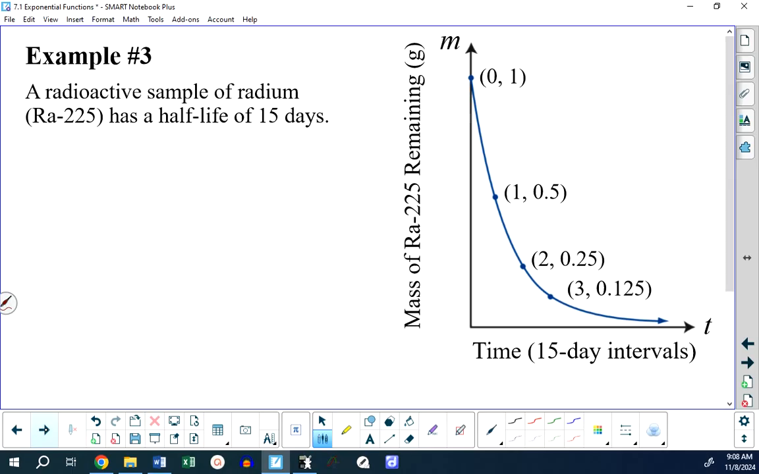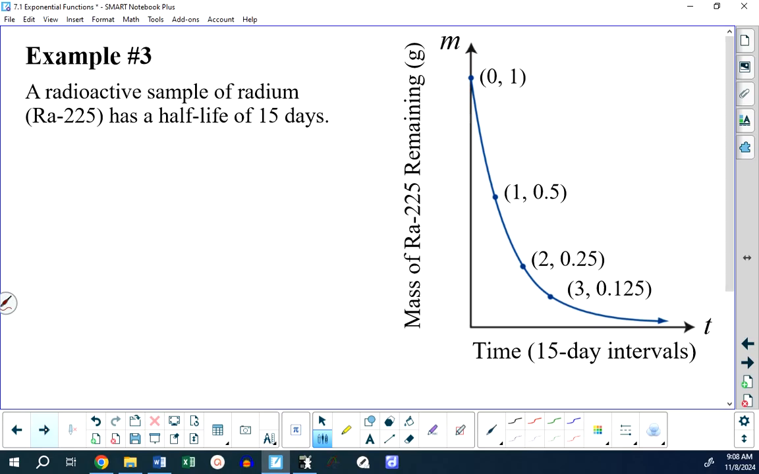Sometimes you are told, but often you're not. A half-life of 15 days means if you start off with a certain amount of radium-225 and you wait 15 days, you'll only have half of it remaining. The other half will have changed into something else. And if you wait another 15 days, it will be cut in half again.